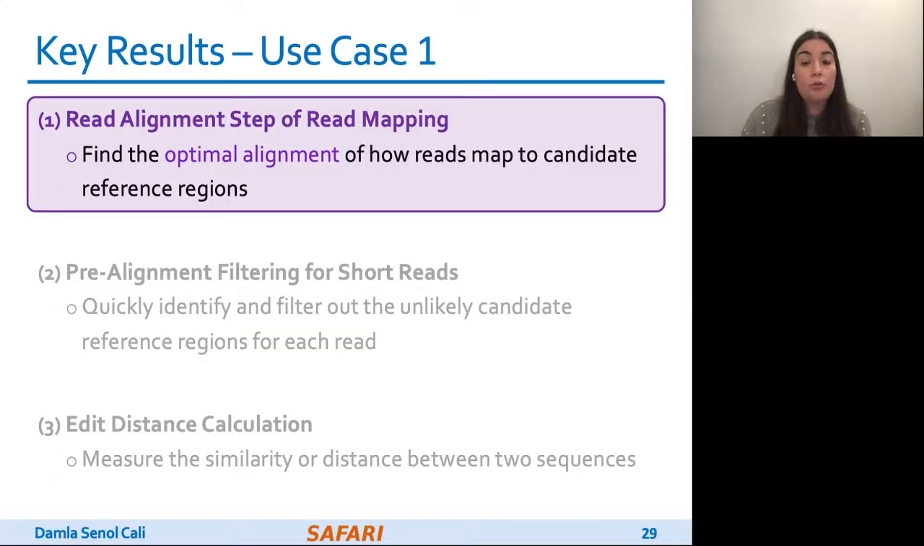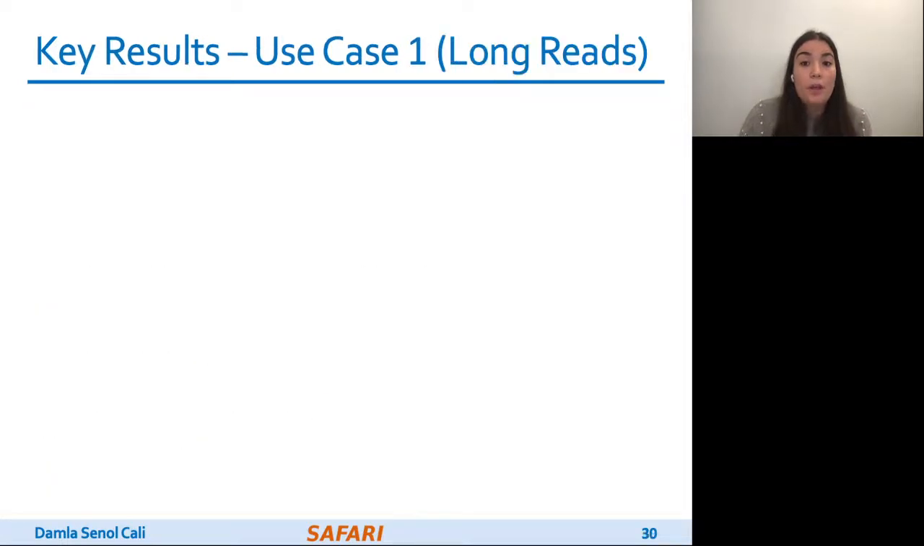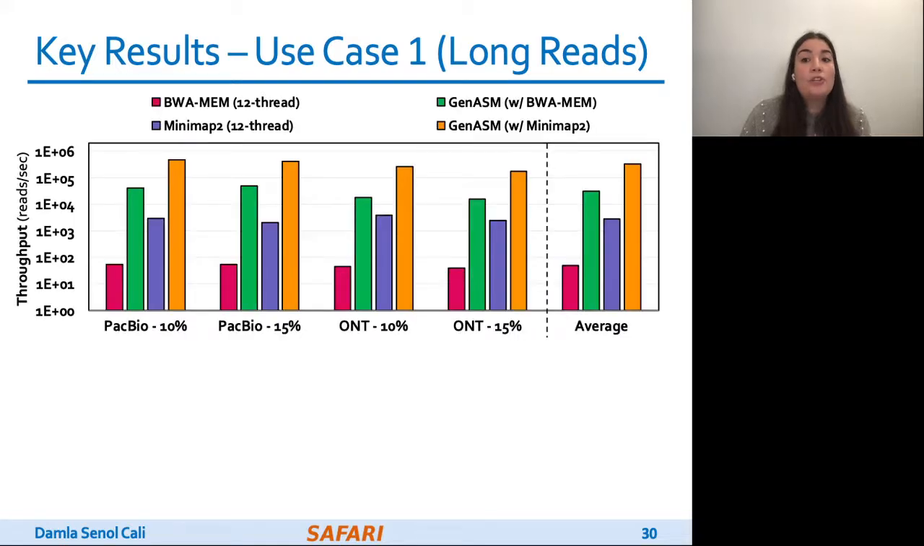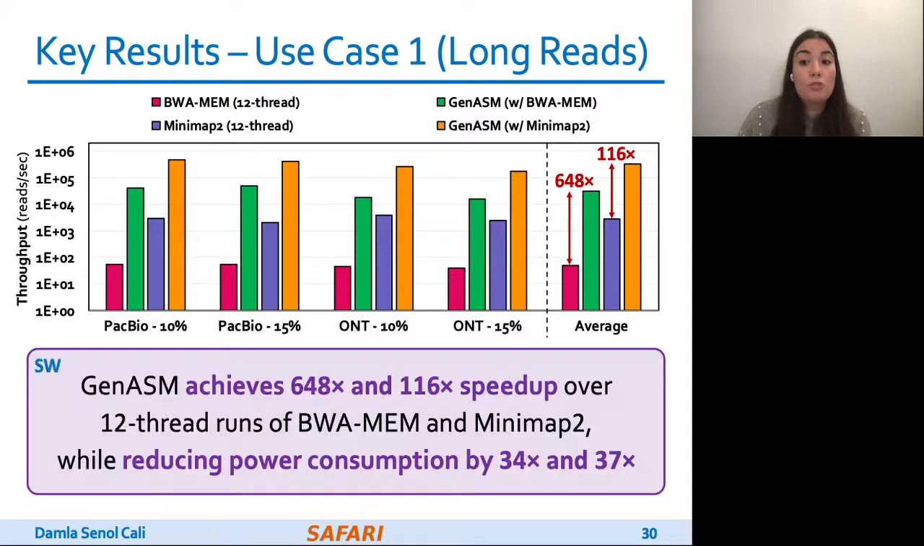Let's look at our results for our first use case. As software baselines, we compared GenASM with BWA-MEM, which is shown with red bars, and Minimap2, which is shown with purple bars. Both are commonly used state-of-the-art read mappers. We find that GenASM achieves 648 times speedup over a 12-thread run of BWA-MEM and 116 times speedup over a 12-thread run of Minimap2, while reducing power consumption by 34 times and 37 times.